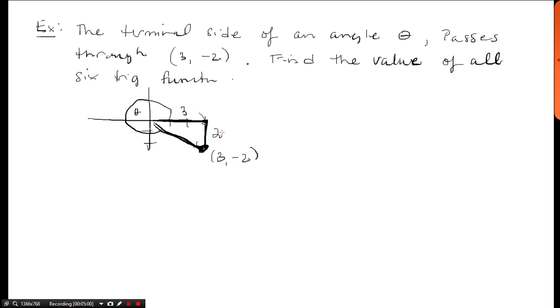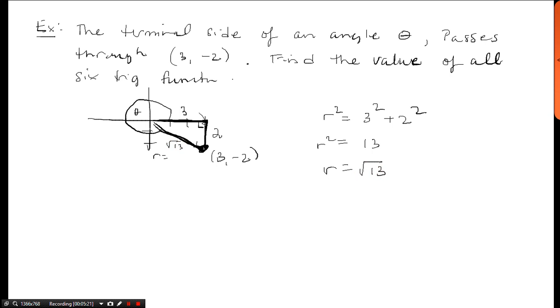So we can actually use the Pythagorean theorem to find r, which we need in order to find the sine, cosine, and tangent. We need what r is. So here we go. R squared equals 3 squared plus 2 squared, which is 13. So the radius is the square root of 13. Bingo.